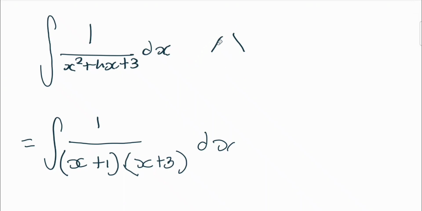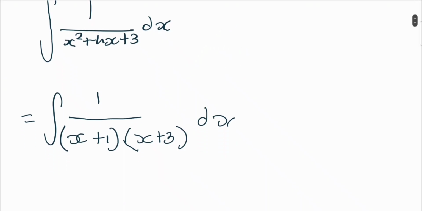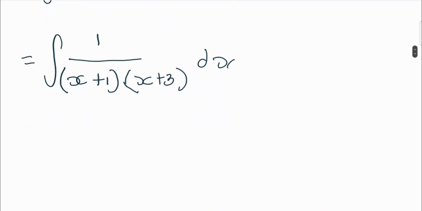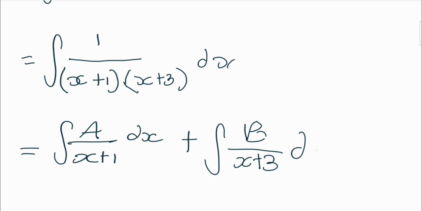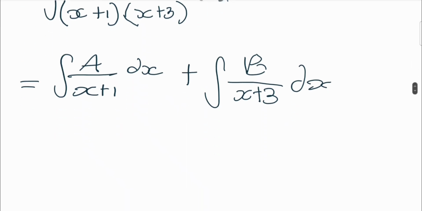Okay, so to do this, we are going to split it into two different equations. So this is going to be equal to the integral of a over x plus 1 dx plus the integral of b over x plus 3 dx. So this is what we are going to work with. Okay, so you might be wondering, how do we know what a and b are equal to though? Well, we're going to do something special to get it.